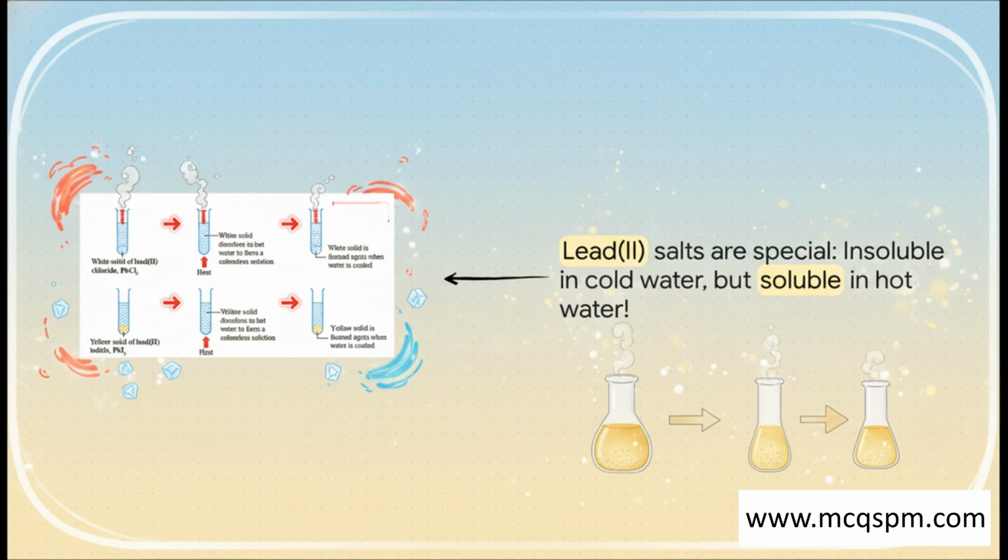Remember lead from our PA rule? Well, lead-2 chloride and lead-2 iodide have a really cool special property. They're insoluble in cold water, just like the rule says. But if you heat the water up, they actually dissolve. Then, as the water cools back down, you'll see the solid salt reappear. Just keep that little hot water trick for lead salts in the back of your mind.